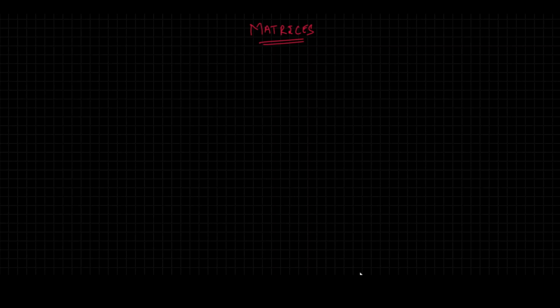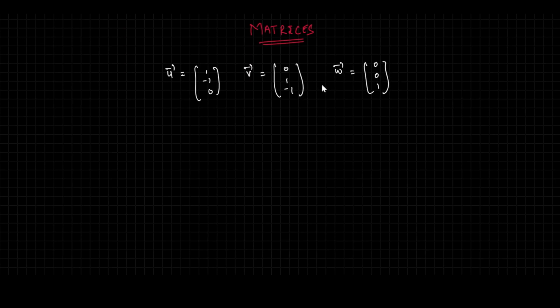Matrices. Let us consider three vectors. Fine. Let us consider three vectors. U vector to be 1, minus 1, 0, and v vector to be 0, 1, minus 1, and w vector to be 0, 0, 1. Fine, these are the three vectors that we have taken. Now if I wanted to write a linear combination of these three vectors, let us assume that as b vector, I can write this as x1 u vector plus x2 times v vector plus x3 times w vector. Fine, so this is the linear combination.